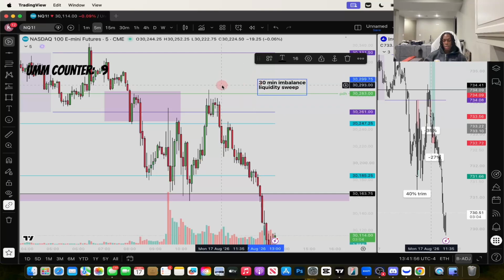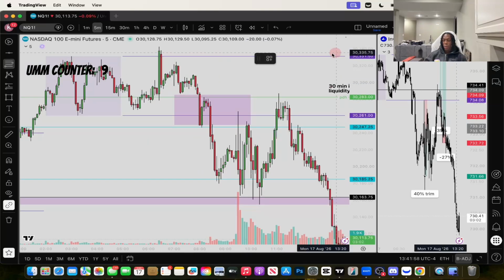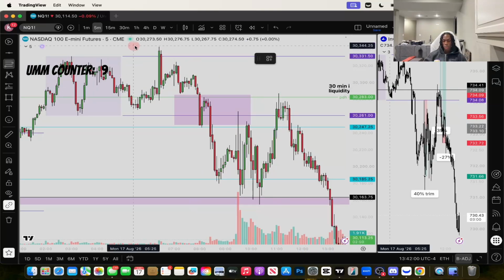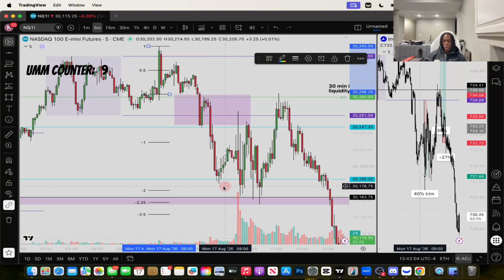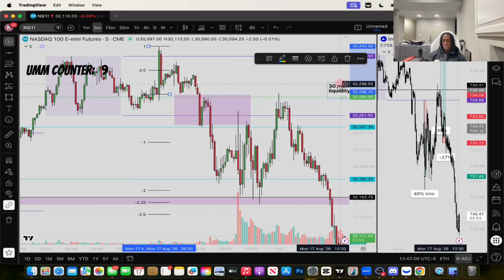We had standard deviation right here. We hadn't tapped into the -2 yet, so I knew there was still room to go, right? We hadn't tapped into the -2s yet, so there was still room to go.